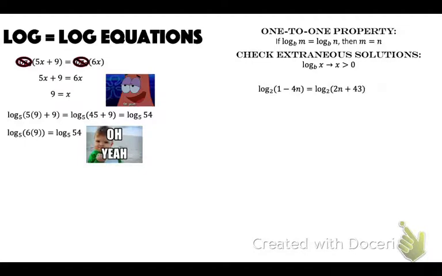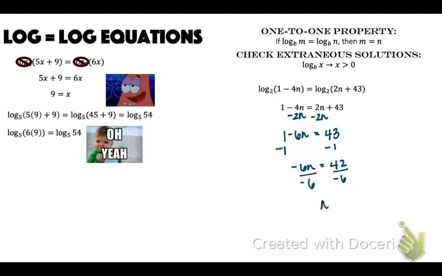Okay. Let's do this one. Log base 2 of 1 minus 4n equals log base 2 of 2n plus 43. Cancel those log base 2's, and we get 1 minus 4n equals 2n plus 43. So I'm going to subtract this 2n to this side, and I get 1 minus 6n equals 43. Subtract the 1, so negative 6n equals 42, divided by negative 6. So n equals negative 7.